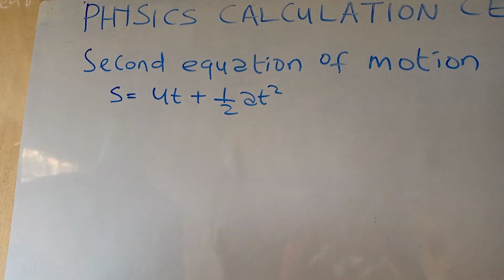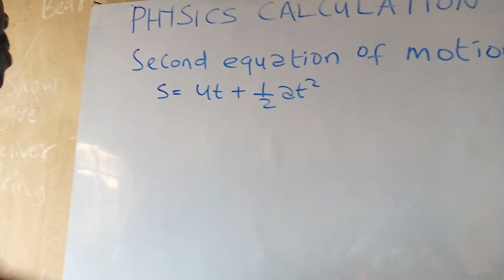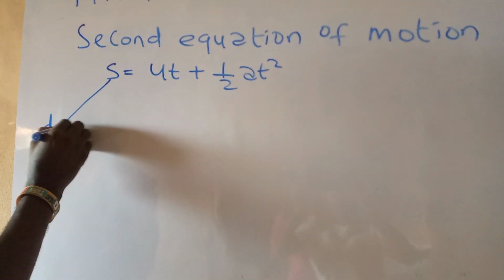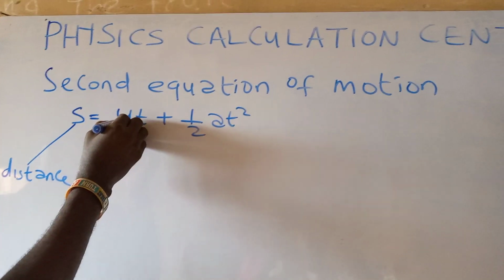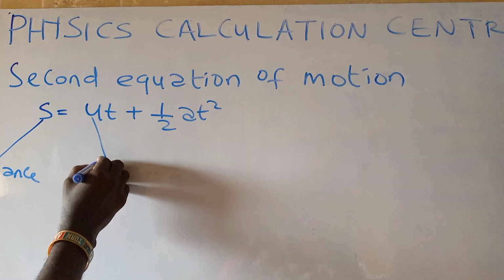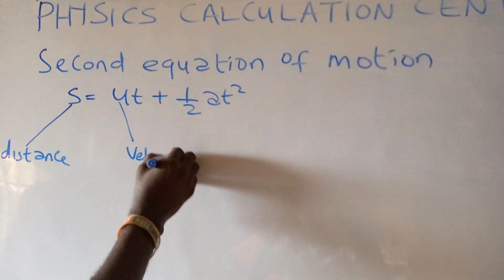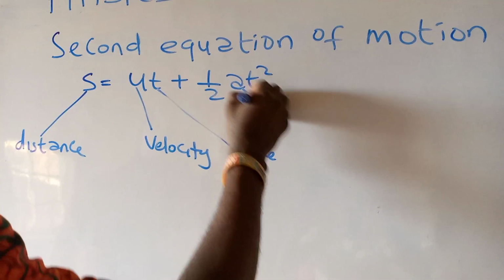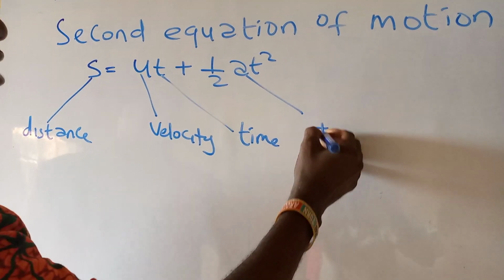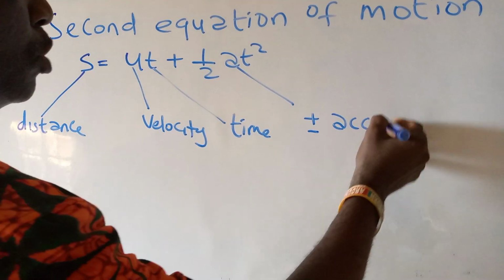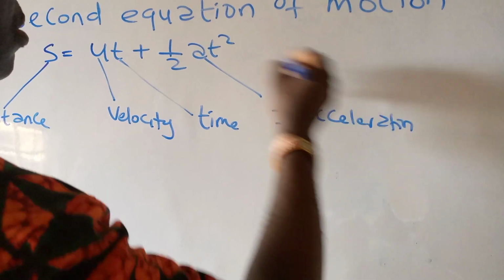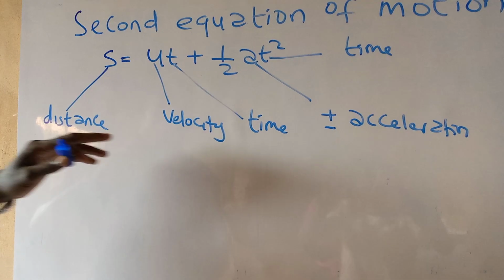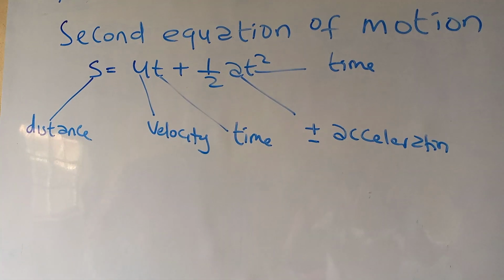Okay, I would want to explain these parameters for better understanding. S in this case stands for distance. U stands for velocity. T stands for time. And a can either be positive acceleration or negative acceleration. And this is time. This is the second equation of motion.